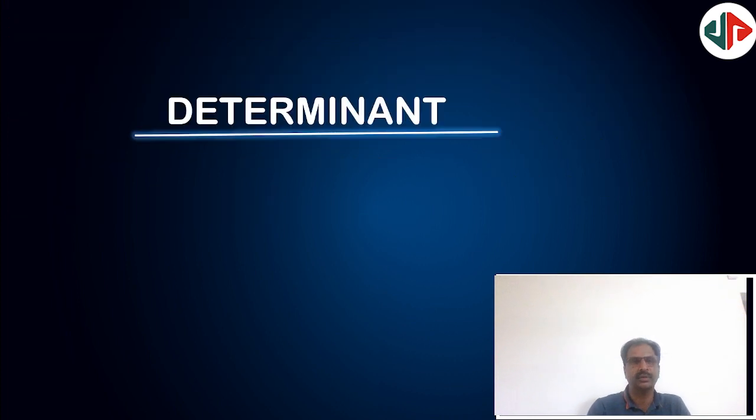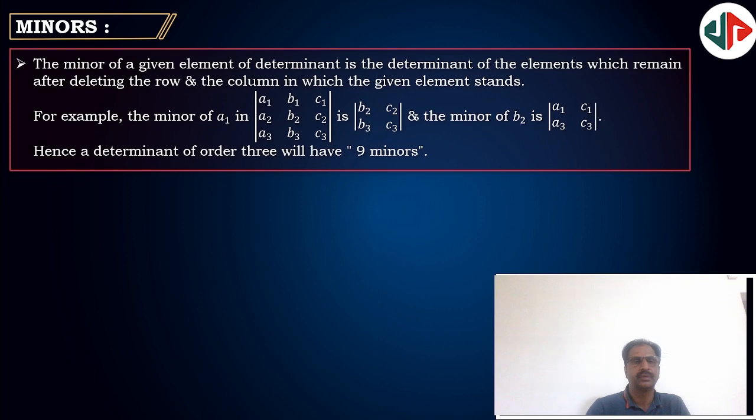This is about orthogonal. Next, the concept of determinants. First, what is meant by minor of an element?